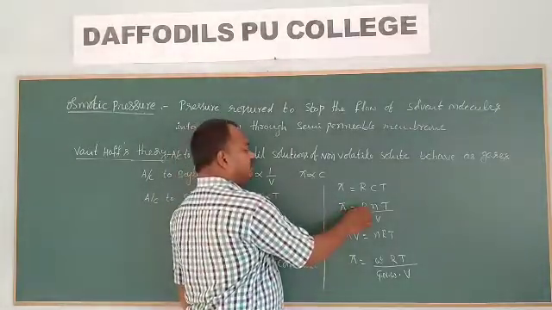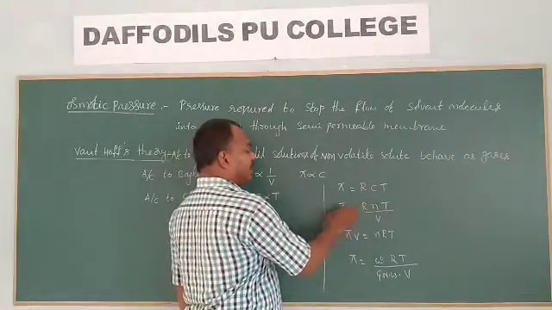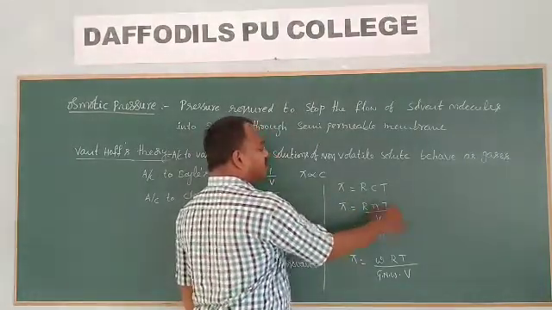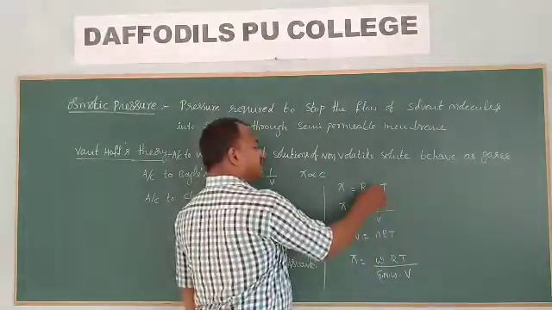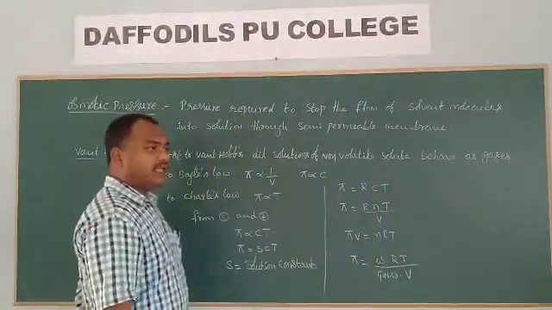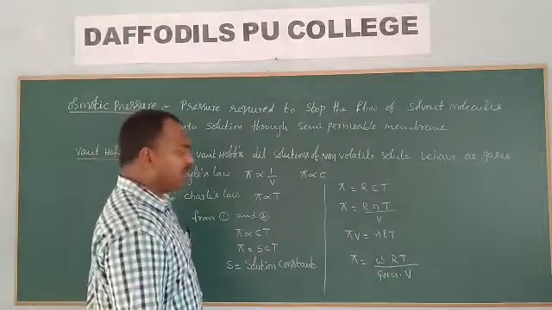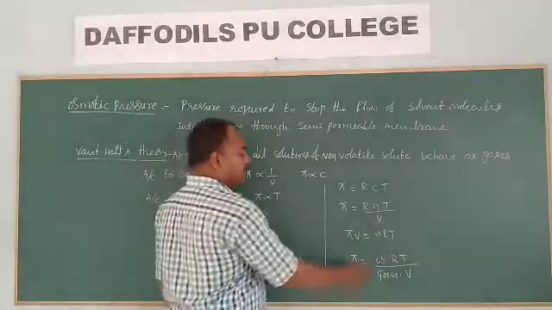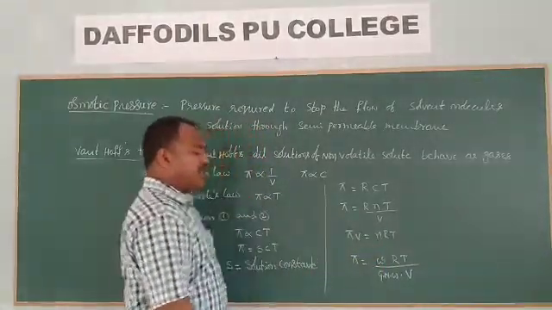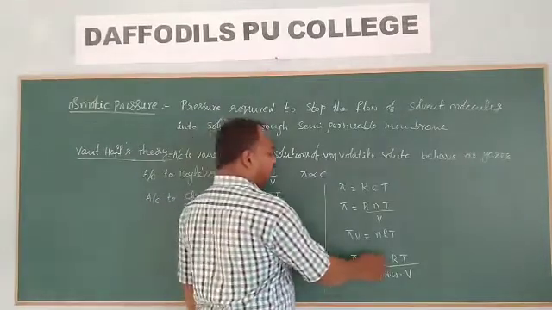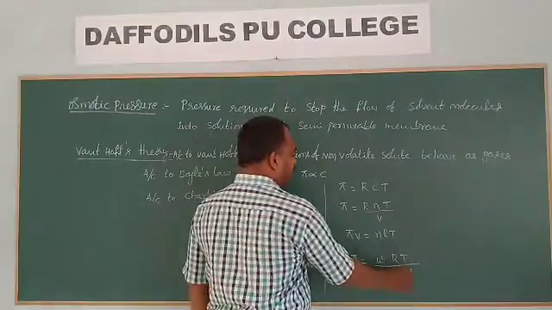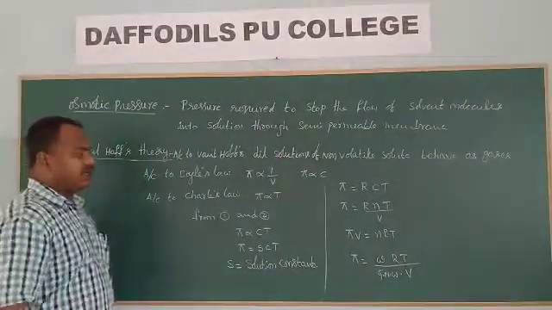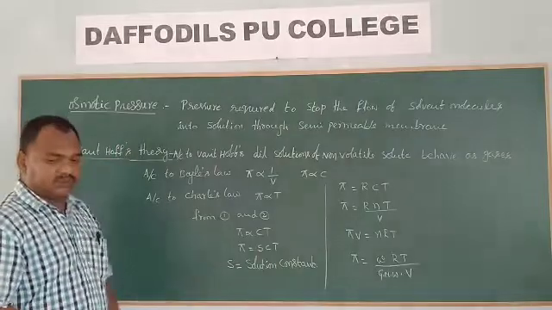So pi equals R n by V into T. This n by V is the concentration, so C can be written as n by V. So pi is equal to n R T by V. n can also be written as weight by gram molecular weight. So pi is equal to weight by gram molecular weight, times RT by V. This is about the mathematical forms of osmotic pressure.